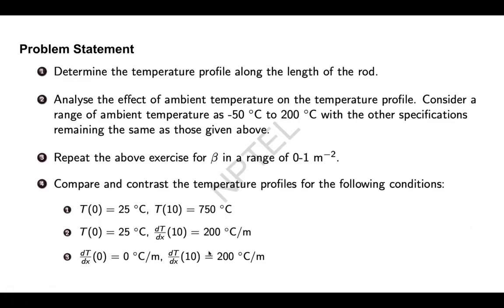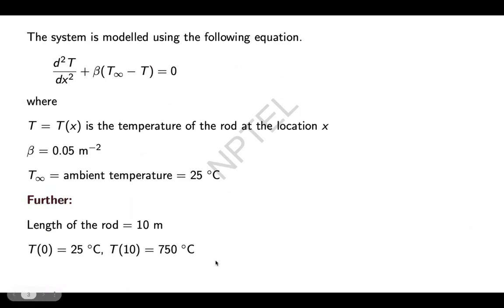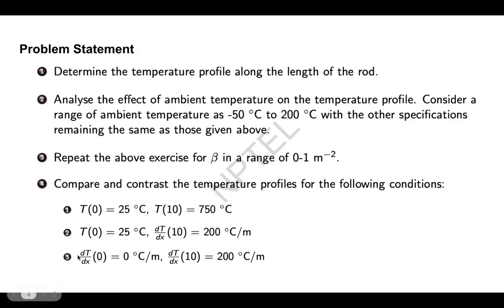Now what we have to do is keep changing the boundary conditions and understand how the temperature profile changes along the length of the road. So here first we have T at the beginning as 25 degrees Celsius itself, and T10 is given as 150 degrees, which is the first problem that we try to solve.